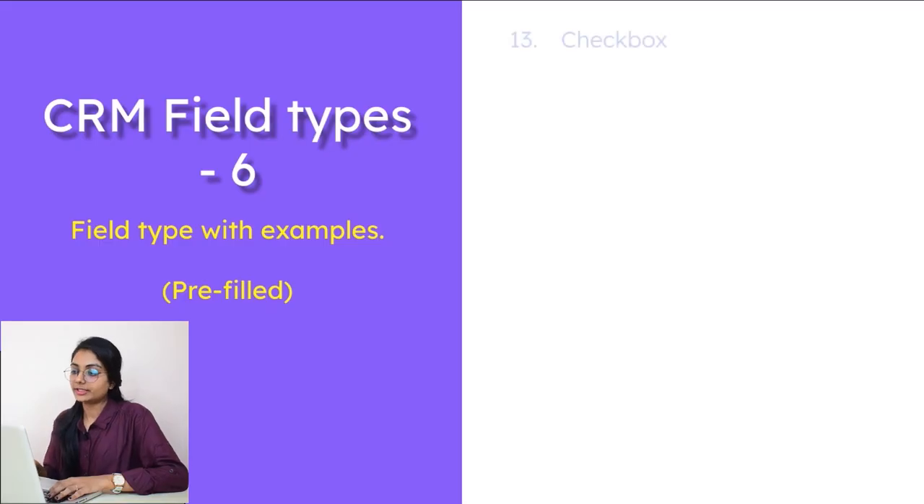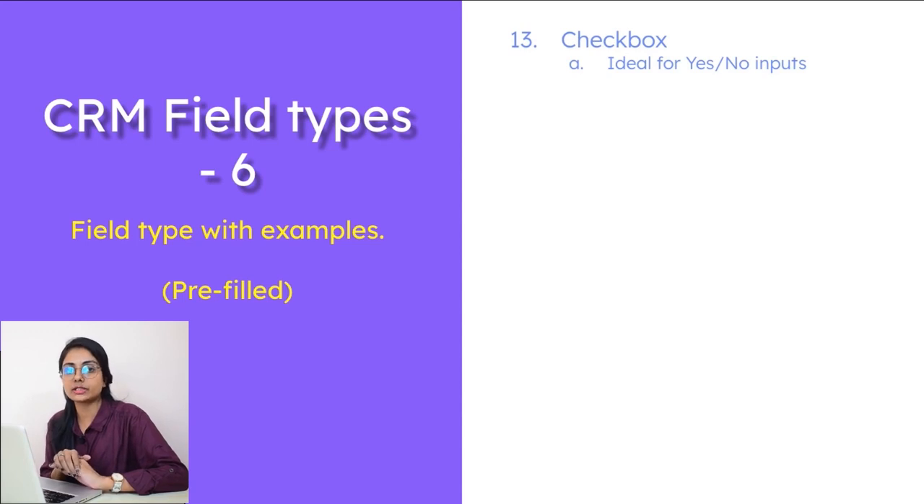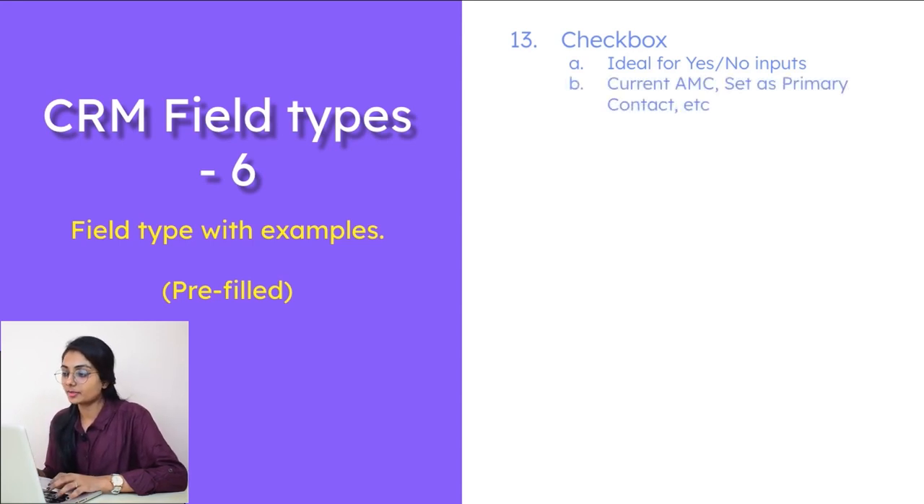The next field type we have is the checkbox. Checkbox field type is ideally used when you have received any input that could be only yes or no. Apart from these two, if there is no other option for the user to have any field inputs, then you can use checkbox type field inputs. I have listed some examples of these, like the current AMC or any contact, where I have to mark which is the primary contact. So either there is a primary contact or there is no primary contact. Only one of the two can be in the input.